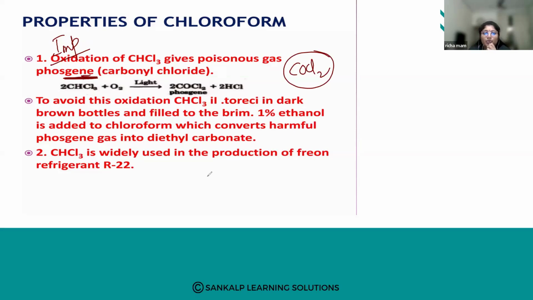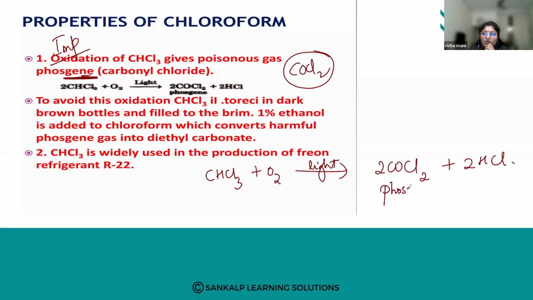Okay, so please remember the equation. CHCl3, we are doing oxidation in the presence of light. What am I going to get? COCl2 plus 2 HCl. So this is phosgene. To avoid this oxidation of chloroform, we have to keep it in dark brown bottles. We have seen in the laboratories how the chloroform is kept. It is kept in the dark brown bottle so that it will not come in contact with the light. If it comes in contact with the light, it will start giving out the poisonous gas.